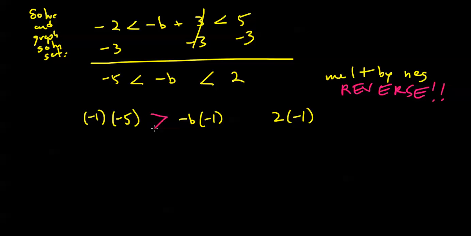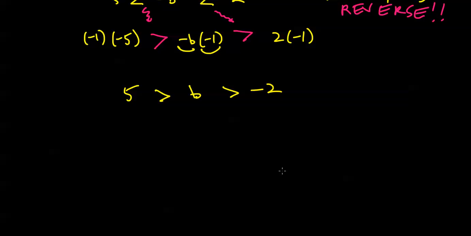So let me highlight that. I'm multiplying through by negative 1 and reversing the inequality arrow. Alright, so on the left I get a positive 5 is greater than minus b times minus 1, which is positive b, which is in turn greater than minus 2. And now some students might have trouble reading this inequality statement.